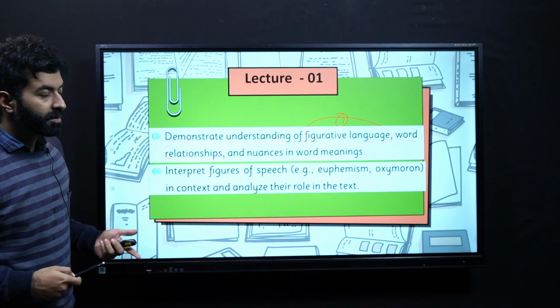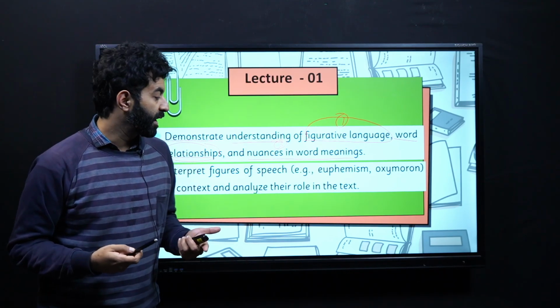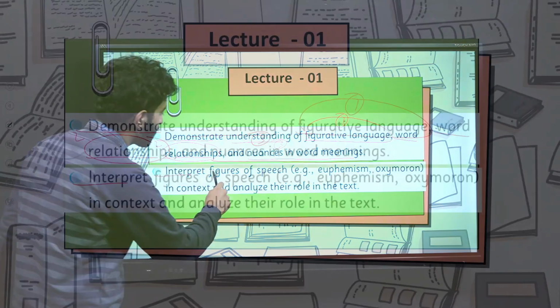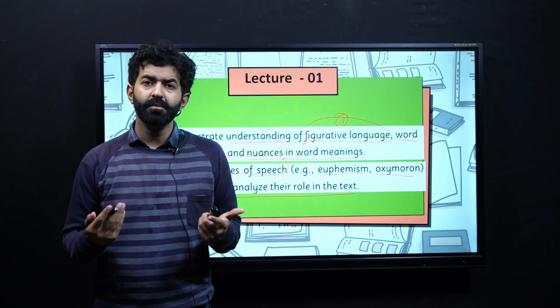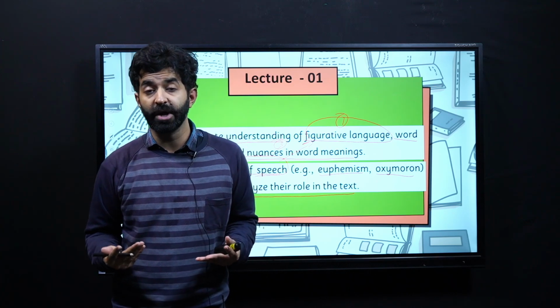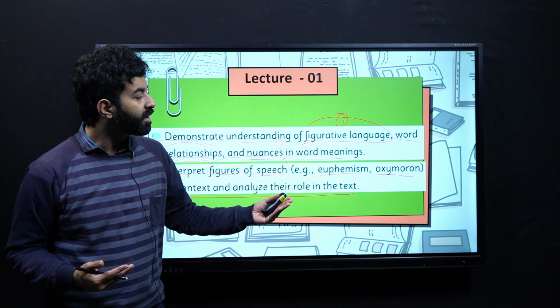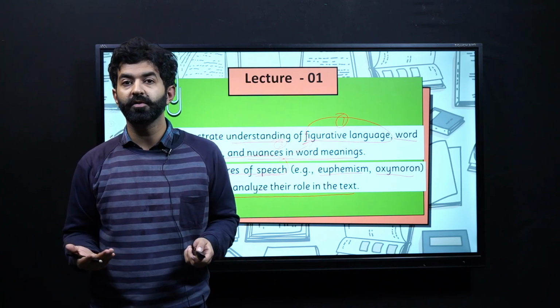Now, in the same lecture, we will try to cover this learning outcome as well. Interpret figures of speech. We know figures of speech are falling in the figurative language. That's why I have combined these 2 SLOs together. Interpreting the figures of speech. And this time we are going to learn about euphemism and oxymoron in context and analyze their role in the text. So these are relatively new figures of speech that we will learn this time, oxymoron and euphemism. So they are very interesting to learn.